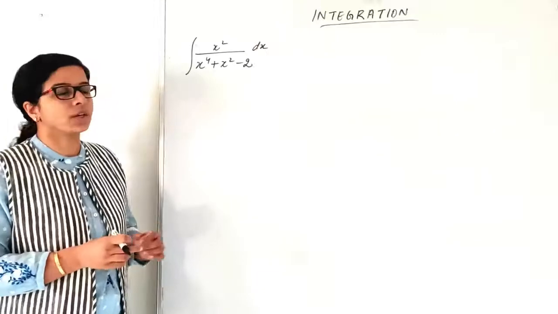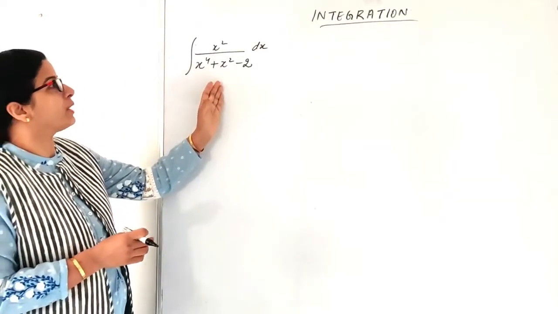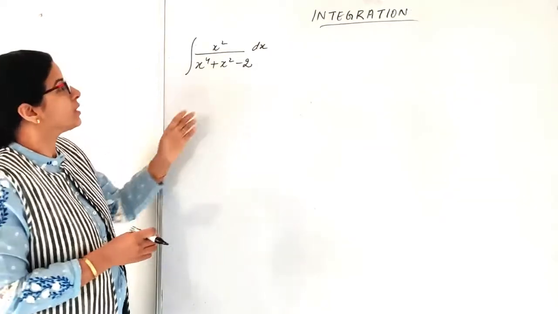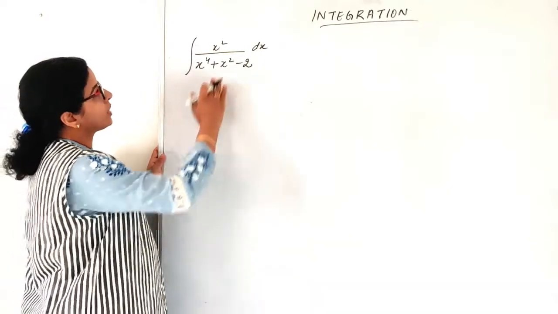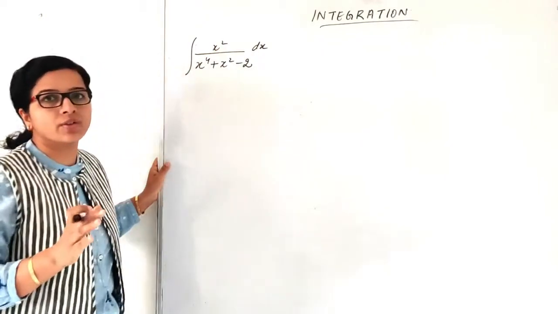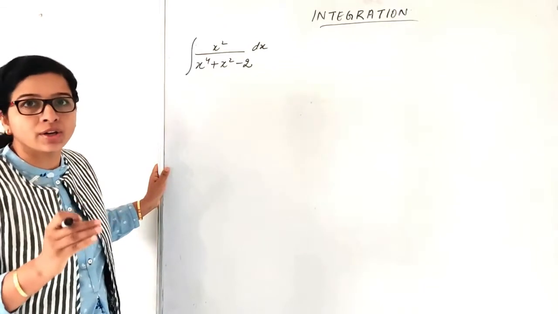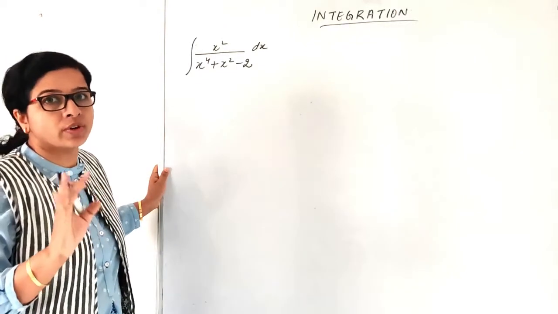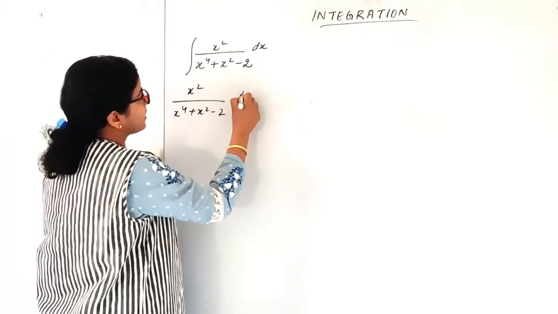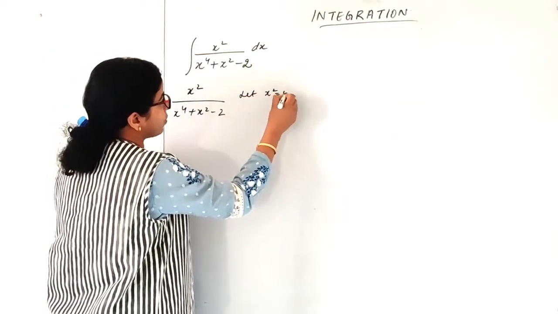Done. So let us take this question now, using partial fractions, and see how we can do it. So look here, guys, in the numerator and the denominator both we have even powers. So whenever we have even powers in the numerator and denominator, we can use one trick. So what is that? In this case we will let x square equal to y.